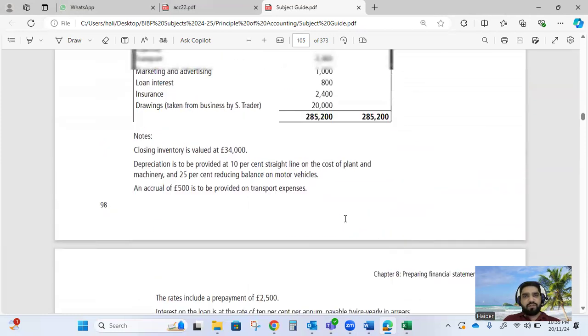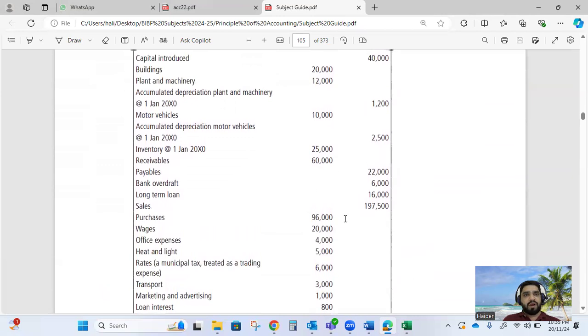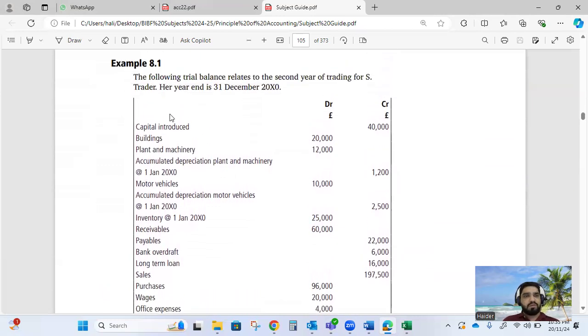The first trick of the exam is you have to identify which category or which financial statement each item belongs to. So let's begin identifying them. The capital introduced has a credit balance and it is an item of the balance sheet on the equity side. The building is a non-current asset, 20,000 pounds.